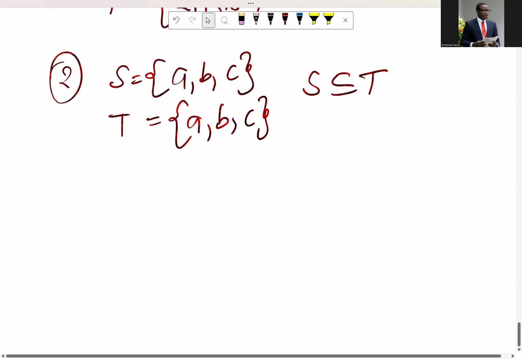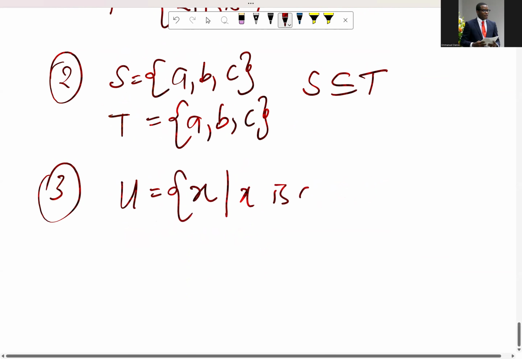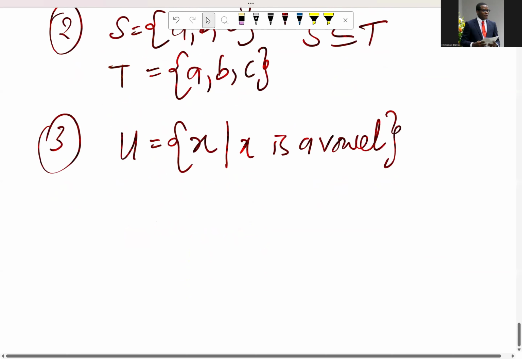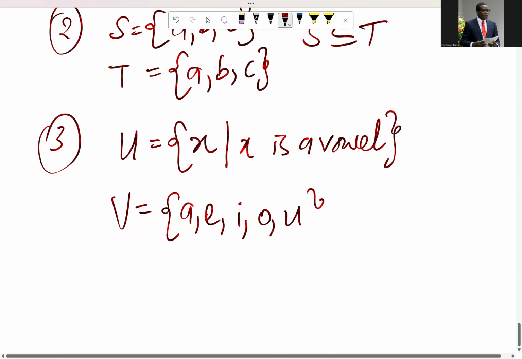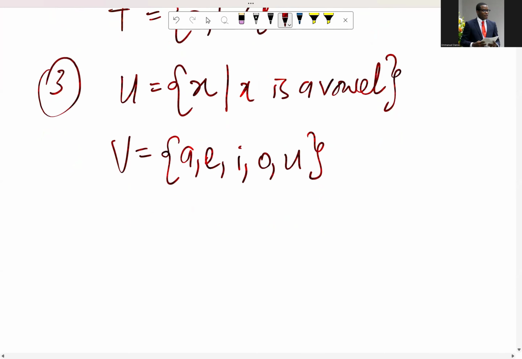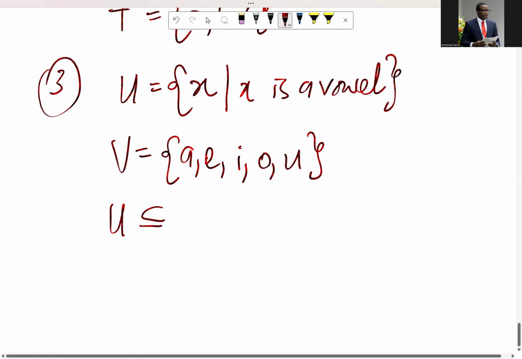So let's take one more example under this. Imagine that you have U, which is the collection of all X such that X is a vowel. You already know that that set is AIOU, right? And then we have V, which is AEIOU. They are basically the same, right? But you can say U is a subset of V.